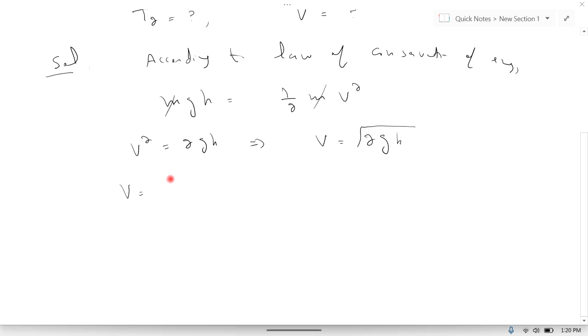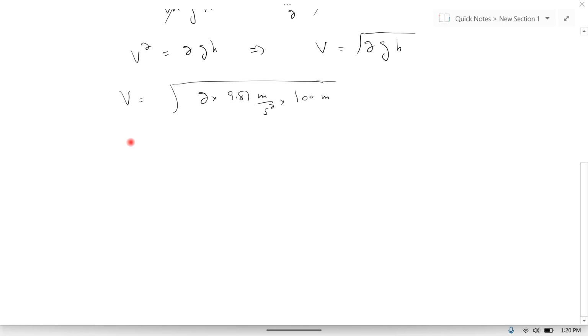Now put values here. The gravitational acceleration is 9.81 meter per second square and height is given to us as 100 meter. So meter square per second square. Velocity is equal to the square root of this, which is equal to 44.29 meter per second. This is the velocity.